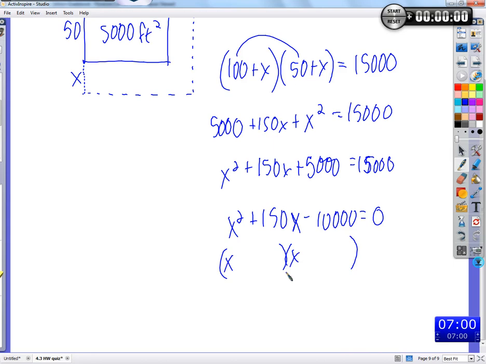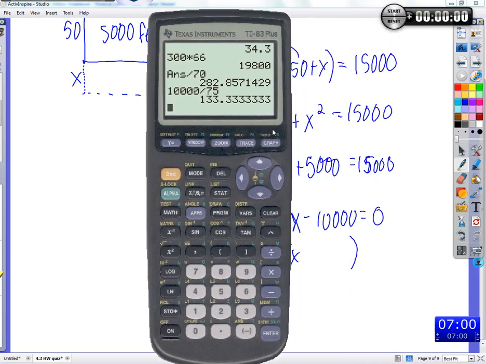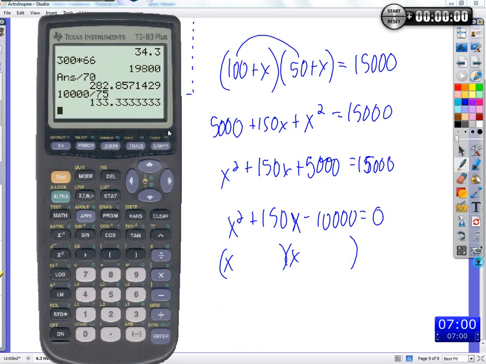They're big numbers. We need two numbers that multiply to negative 10,000 and add to 150. 75? Let's see. No. 10,000 divided by 75... oh, that's a decimal. I hope that's not right. I don't want to use decimals in fractions, so I'm going to avoid it.